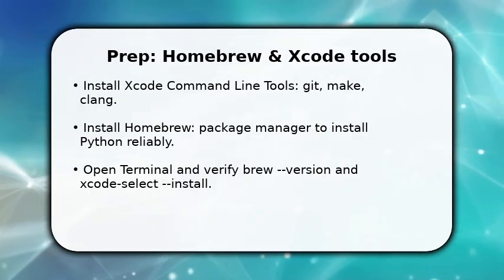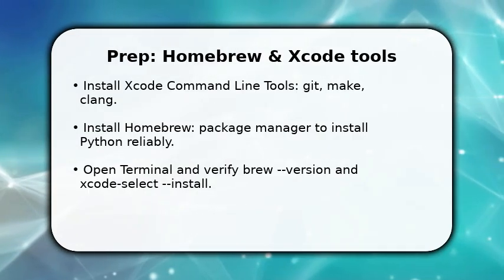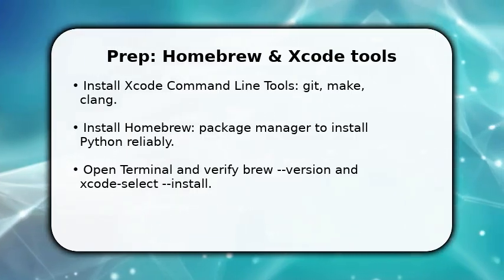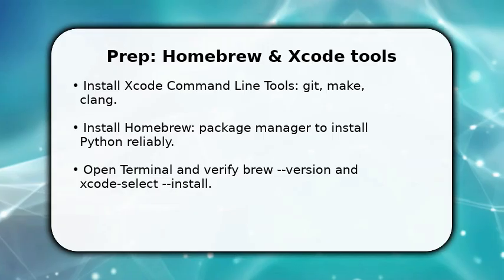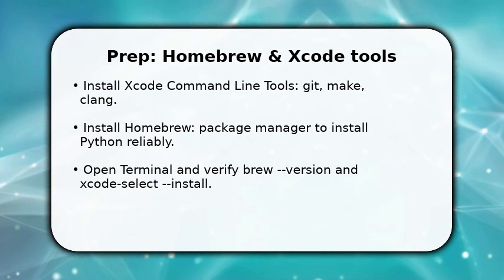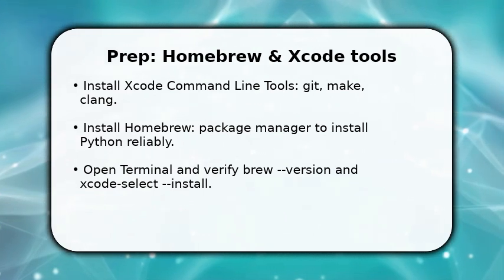Make sure Homebrew reports its version because you'll use it to install a controlled Python. This avoids the system Python pitfalls. You install Homebrew now because it manages dependencies and keeps your environment clean. Next, we'll use it to install the exact Python release you need.